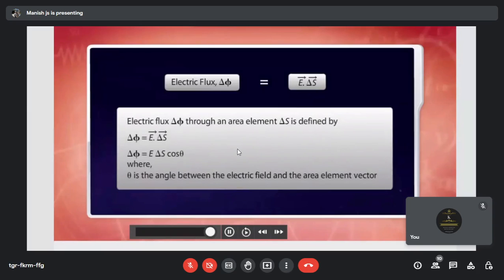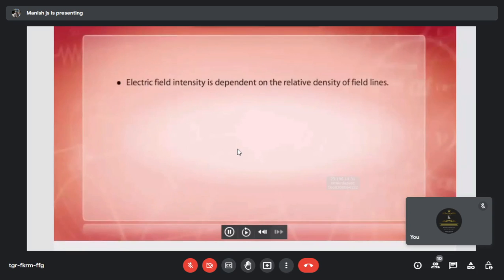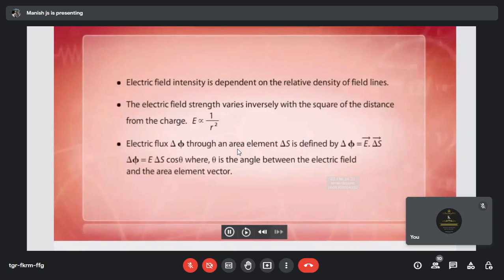This could be further written as follows, where theta is the angle between the electric field and the area element. So now we are moving on to the next one. Now, let's recapitulate what you have just learned in this animation. So this is our complete summary of what we have learned.